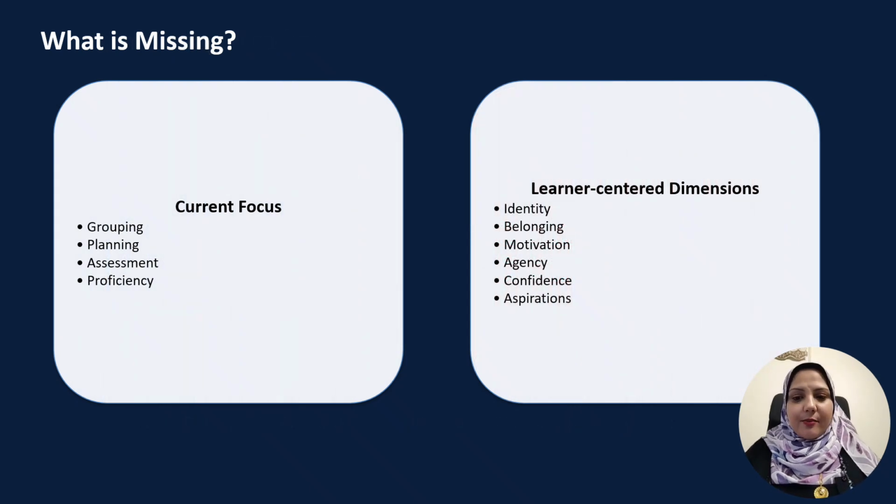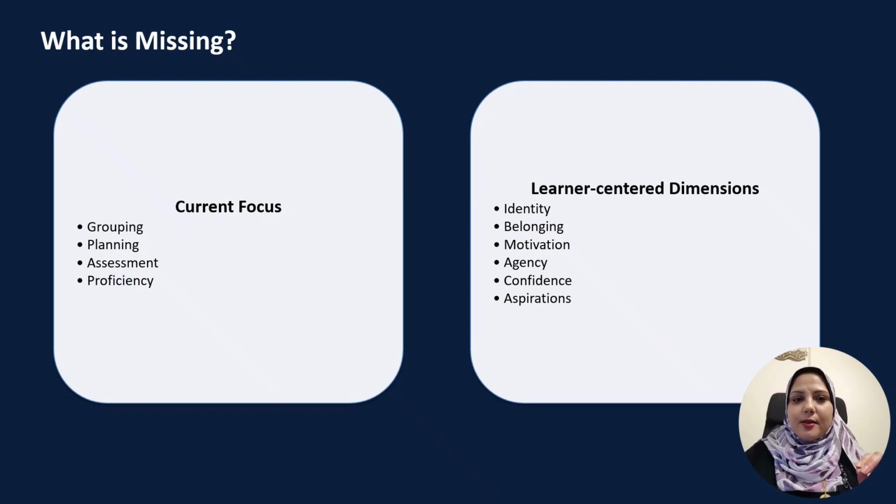The examples from the previous slide suggest that proficiency is an essential starting point, but it does not capture the full complexity of language learning. Current educational practice often focuses on grouping learners, planning instruction, and assessing progress primarily through proficiency. These are important elements, but they provide only part of the picture.